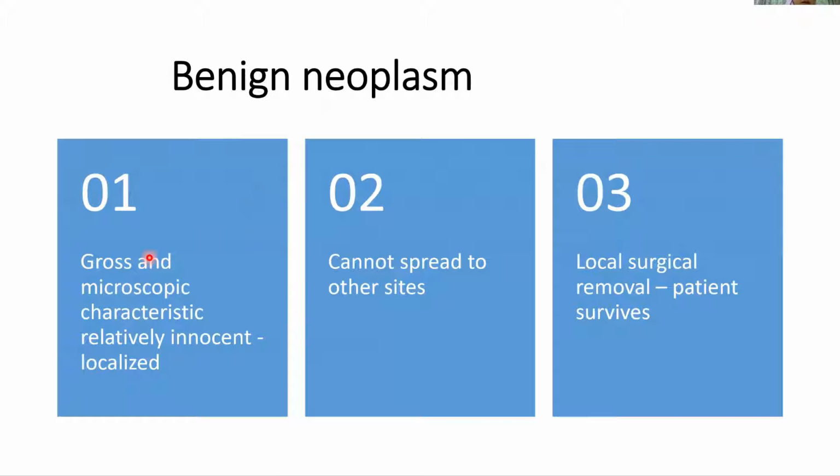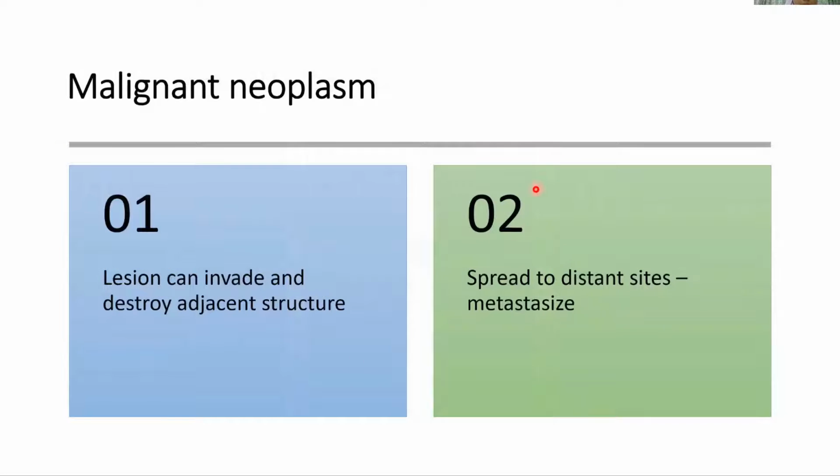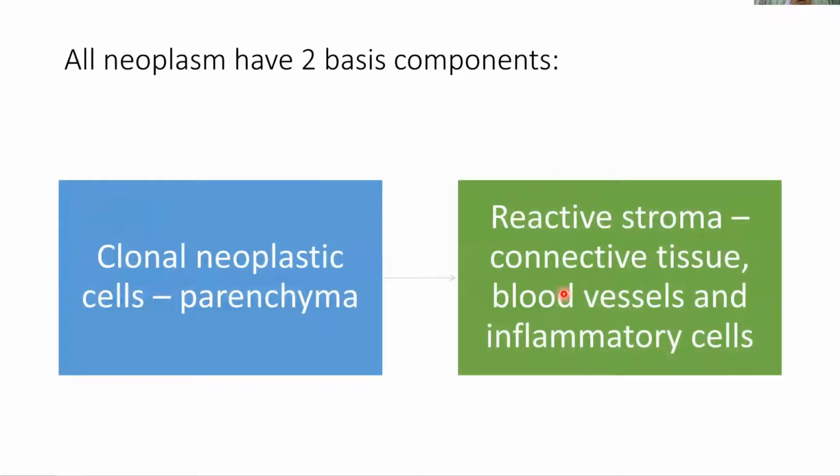Benign neoplasia has a few characteristics. The first is that the gross and microscopic characteristics are relatively innocent, and benign neoplasia has a capsule or is localized, so the basement membrane is still intact and it cannot spread to adjacent structures or other organs. The other feature is that when we remove the tumor, the patient is completely cured and will survive. How about malignant neoplasia? In malignant neoplasia, the membranes are already disrupted. It can invade or destroy adjacent structures and metastasize to other organs. That's the difference between benign and malignant neoplasia.